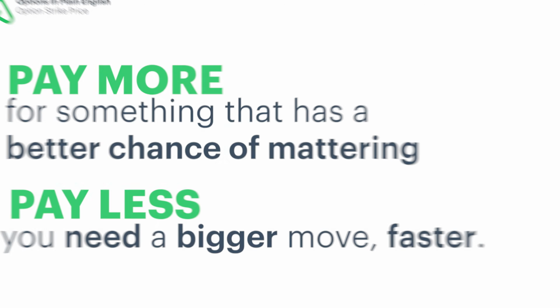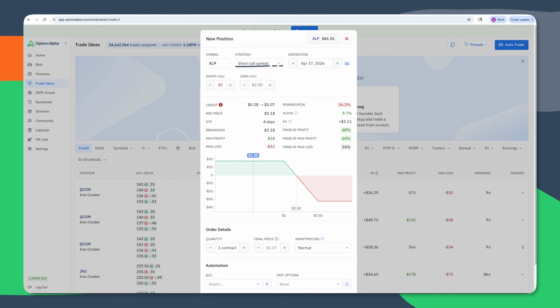Here's a classic mistake. We've all made it. We scroll, we find the cheap one and go, that's the one. If it hits, I'm the genius and there's a big payday. But here's what that actually looks like. This is a short call spread on XLP. The stock is at $81.55 and I'm selling the 82 call. So I'm basically saying, I don't think this goes above 82 in the next 4 days.